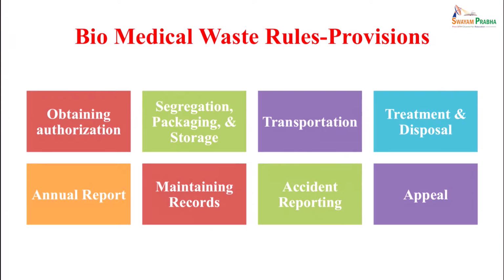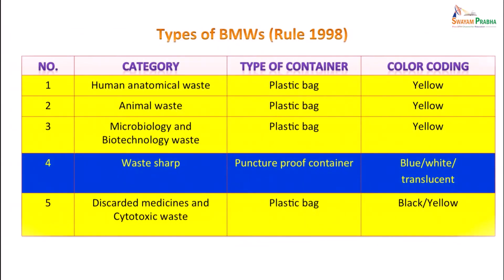What are the provisions of these biomedical waste rules? One is that you have to obtain authorization from the government. Second is segregation, packaging and storage. Third is transportation. Fourth is treatment and disposal. Then one has to make an annual report of your compilation as to what you are doing. You have to maintain records, and if there is an accident, it needs to be reported, and also one has to generate an appeal, and health education has to be there too as far as biomedical waste management is done.